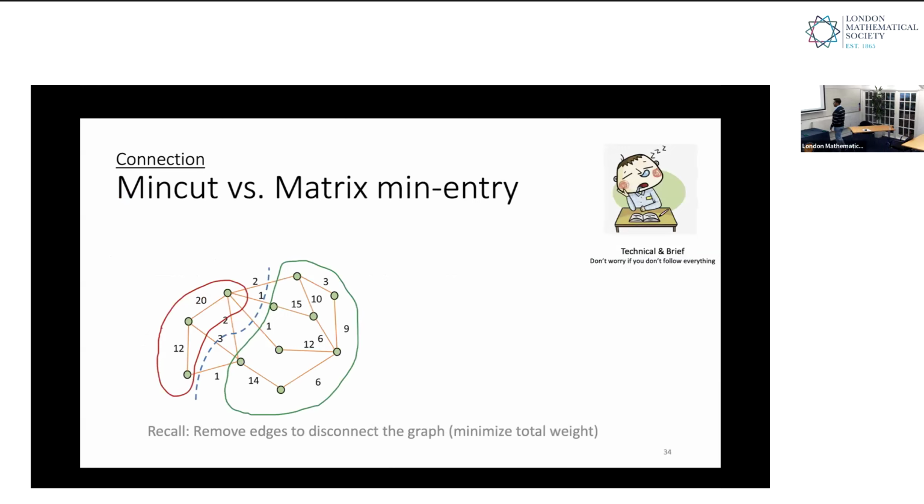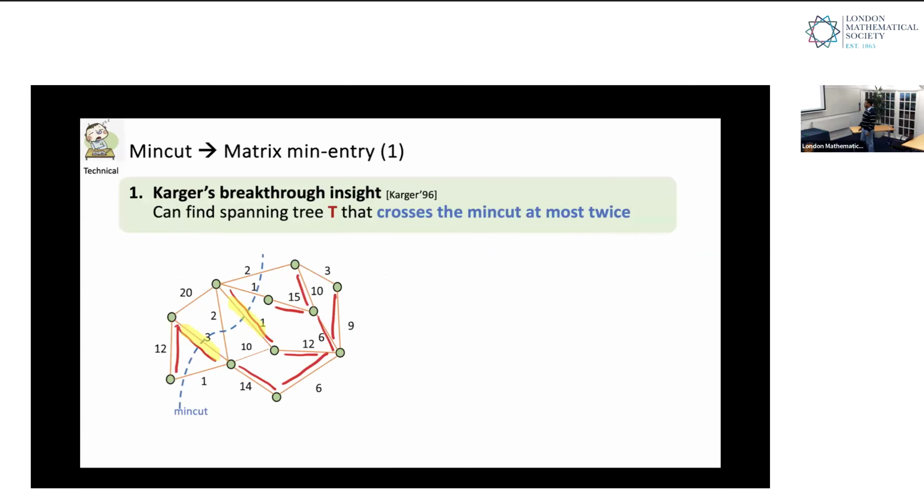So recall the min-cut problem is essentially trying to remove edges from the graph in order to disconnect the graph, right? This is where David Karger's breakthrough insight comes in. He said that in order to solve min-cut, you can essentially reduce the problem to the following problem. You are given a spanning tree of the graph, and you need to find the minimum cut such that it cuts at most 2 edges of the tree.